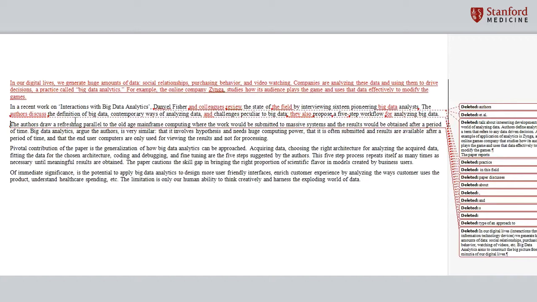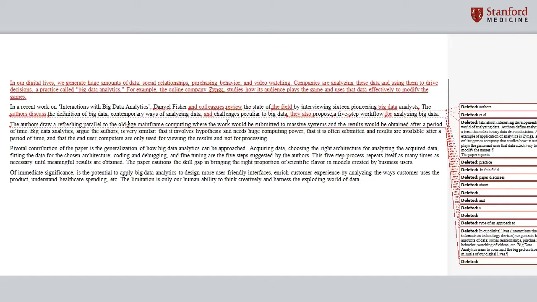So then I'm going to set this next idea, this parallel with old age mainframe computing, I'm going to set that off as a new paragraph. So this has a nice idea that the authors draw a refreshing parallel, that's a nice way of putting it, to the old-age mainframe computing, where the work would be submitted to massive systems and the results would be obtained after a period of time. Now I'm going to point out that these couple of sentences have some passive voice in them, so I'm going to try to put this back into the active voice to make it a little bit more lively.